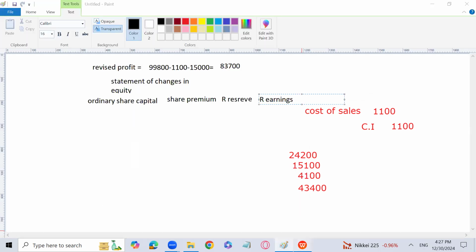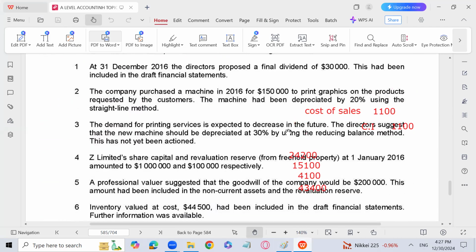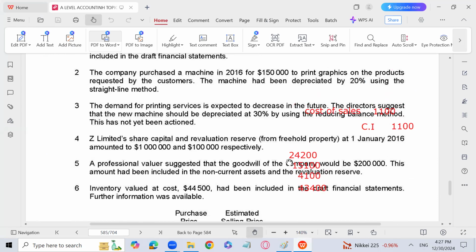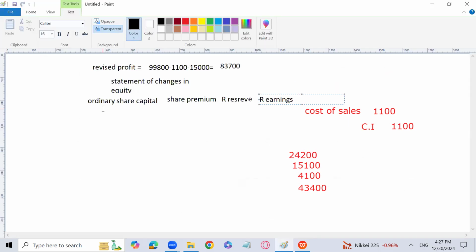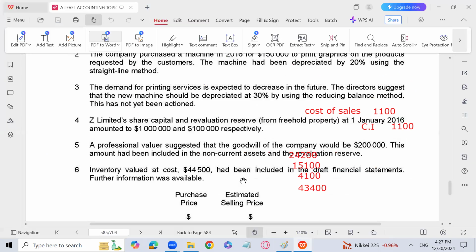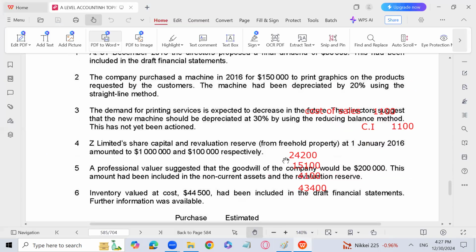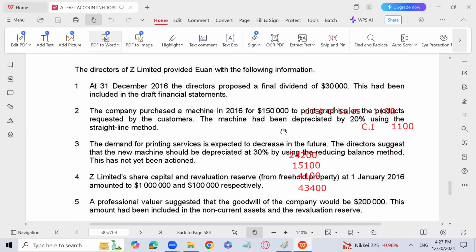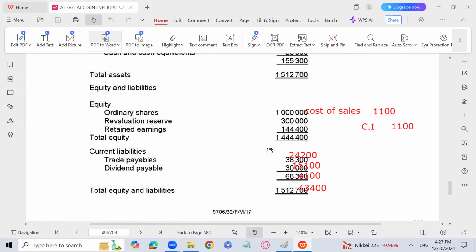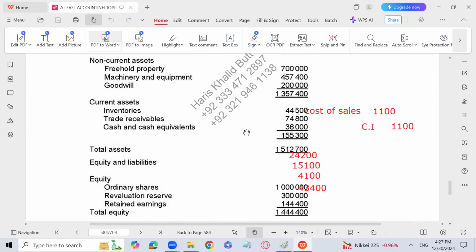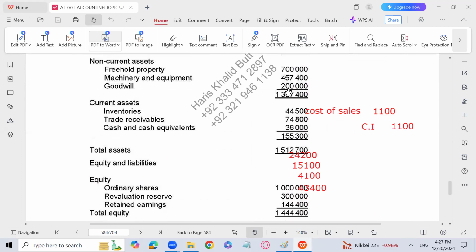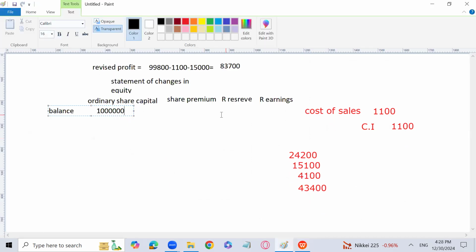Okay, so ordinary share is basically 10 lakh. If you just look at the question, ordinary share capital is the same, which is 10 lakh. I will write the balance over here. Share premium, we don't have a share premium. Revaluation reserve: the revaluation reserve given in the question is 3 lakh, and that is wrong. Why? Because we have treated goodwill also, which should not be recorded in the books of account. The goodwill will not be shown in the books of account, and it will also be subtracted from the revaluation reserve of 3 lakh. So the revaluation reserve is going to be only 1 lakh.